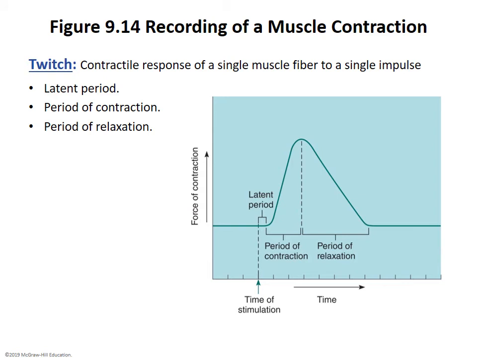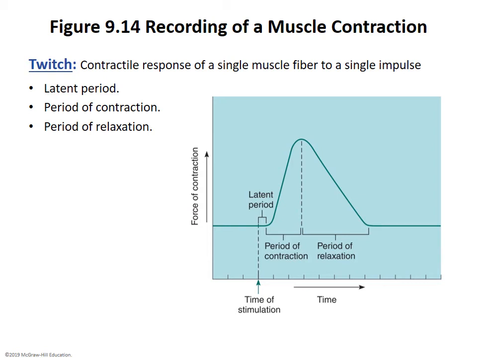This contraction is called a twitch. And so if we looked at it on this little graph and we looked at a twitch, we would see that there's three parts to it. And these little units of time are very short. The first part is called the latent period.